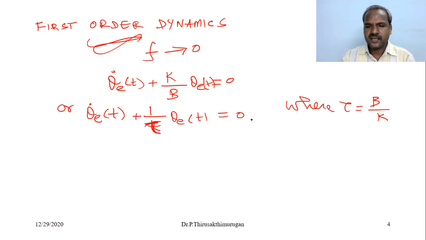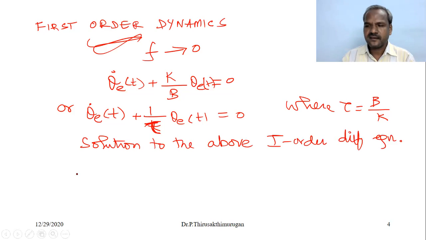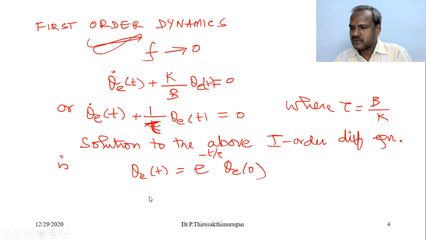The solution to the above first order differential equation is theta e of t equal to e power minus t by tau times theta e of 0. So this is the solution.